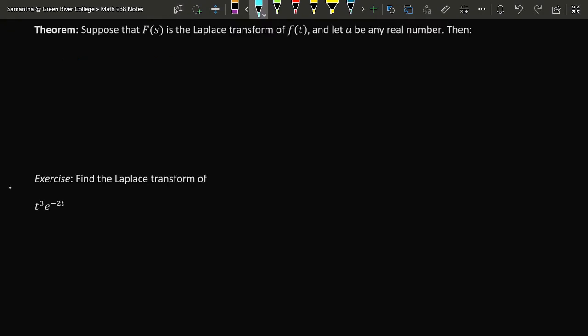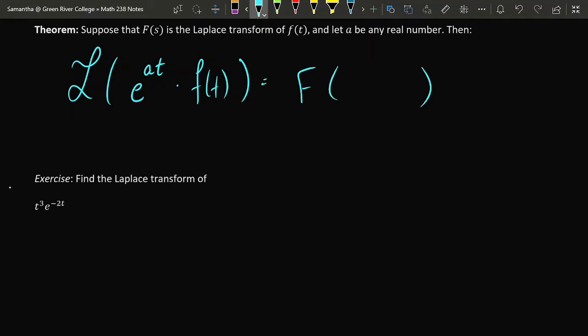Now, what if you want to find the Laplace transform not of f of t, but of the product of f of t and an exponential function e to the power a times t? What you can do is take the Laplace transform of the original function f of t and shift it horizontally. Wherever there was an s, you can replace that s by s minus a, where a is the same number that you're seeing in the exponential function in your product.